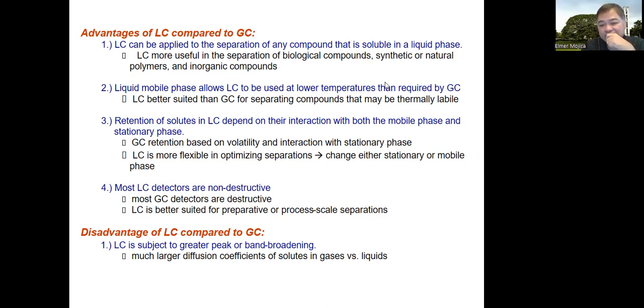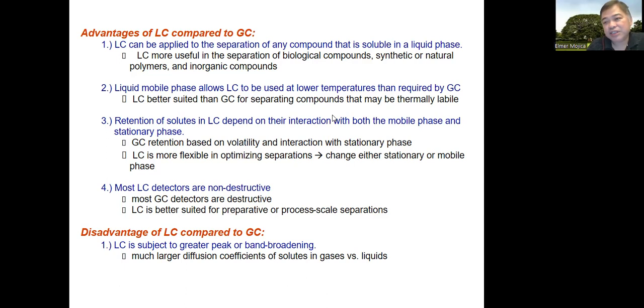Now, the disadvantage of LC compared to GC is, GC usually is what? LC has broad peaks compared to GC. In GC, the peaks are really what we call sharp. Now, the band broadening that we discussed last time is just due to the larger diffusion coefficients of solutes in gases versus in liquids.